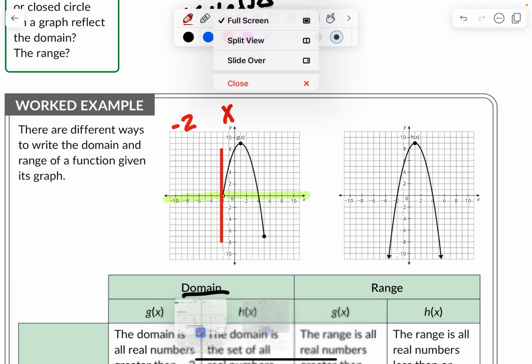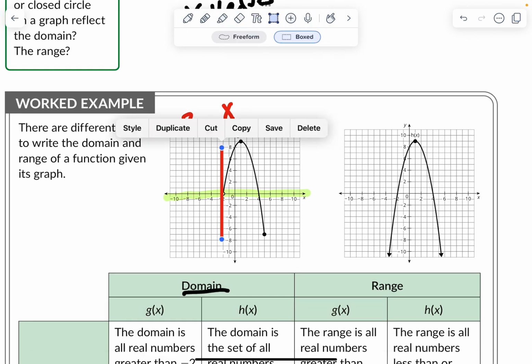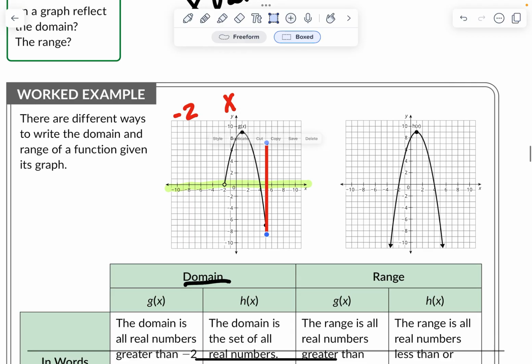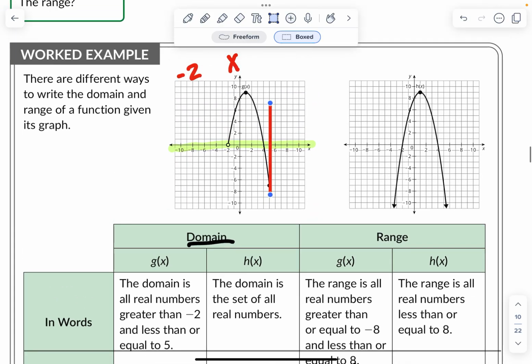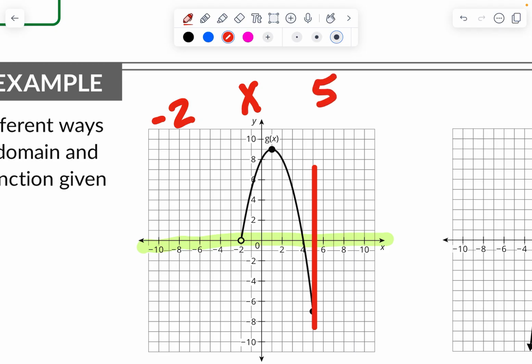Now I'm going to move this again, and this time I'm going to go over to the right side. I want to know what's the furthest to the right I have any numbers. I move it over this way, and it looks like it's at around positive, oh, I can't really tell. I got to zoom in a little bit. +5. So where that black dot on the widest part of my graph, the furthest to the right, is at +5. So all of my x's are between -2 and 5.